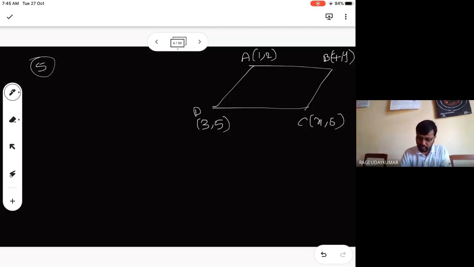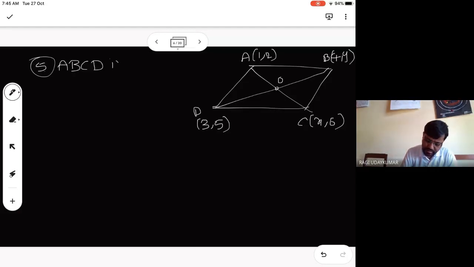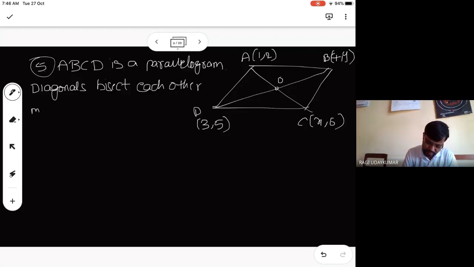Okay. So now here both diagonals are midpoint. So that is nothing but A, B, C, D is a parallelogram. Therefore, in the parallelogram, diagonals bisect each other. Therefore, midpoint of AC is equals to midpoint of BD.